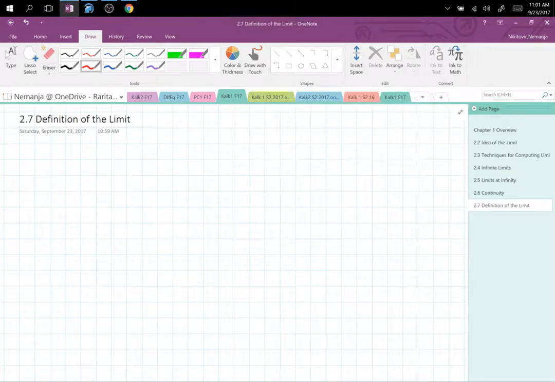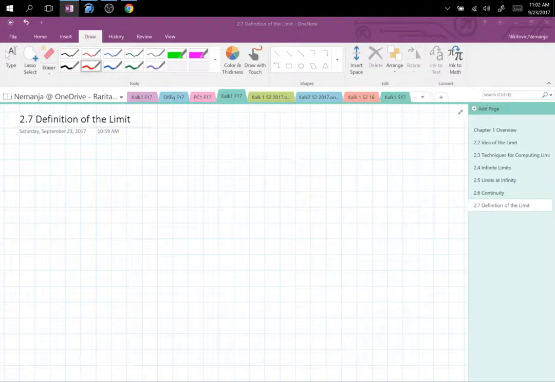Hello and welcome back to Calculus 1, section 2.7, definition of the limit at the end, right? We know everything we're supposed to know about the limit except its definition, so here we go.